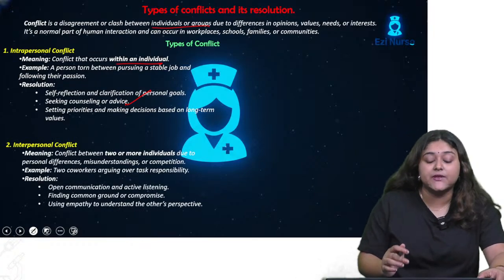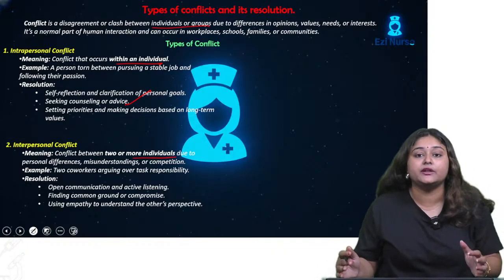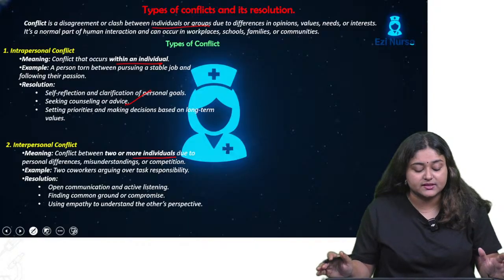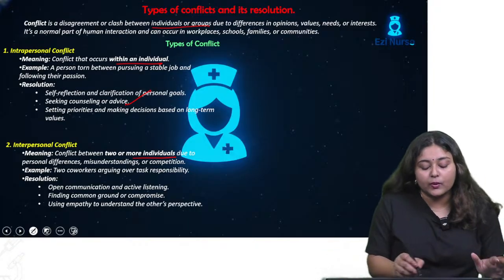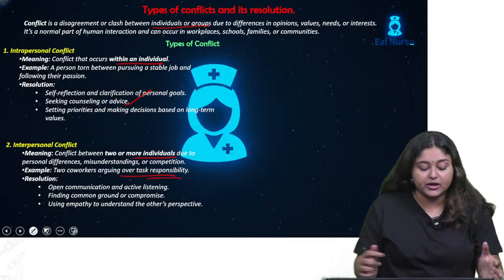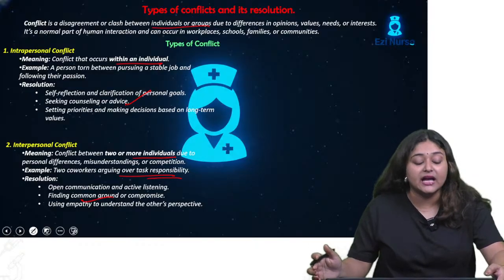Now come to the interpersonal. Interpersonal is nothing but when the conflict happens between two or more individuals due to personal thoughts, differences, misunderstandings, competition, etc. What is the example? Two co-workers arguing over task responsibility. So what is the resolution? Open communication, finding common ground or compromise, and using empathy for understanding.